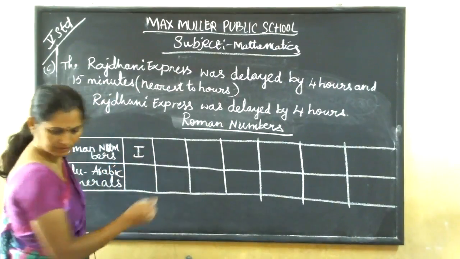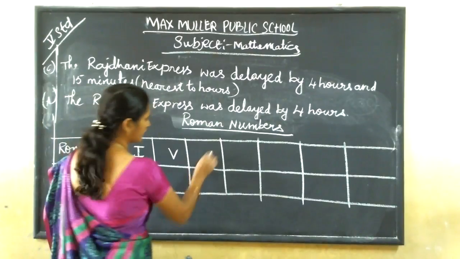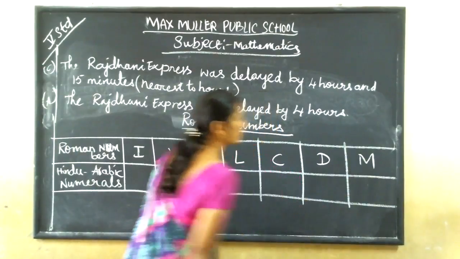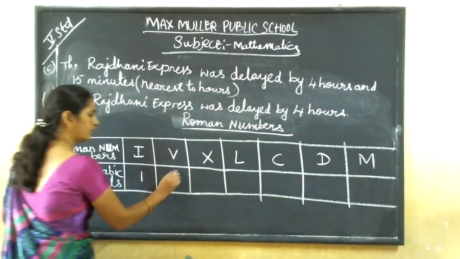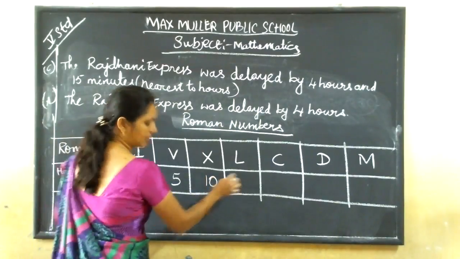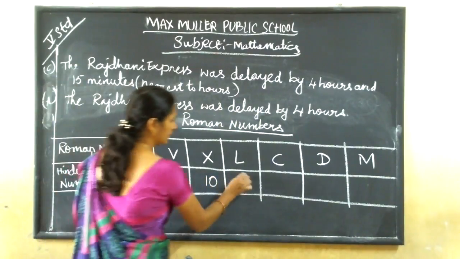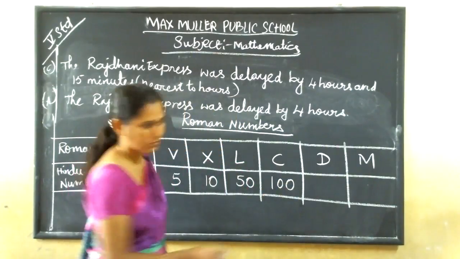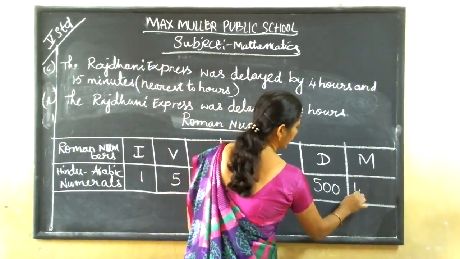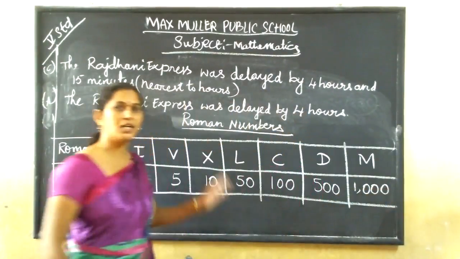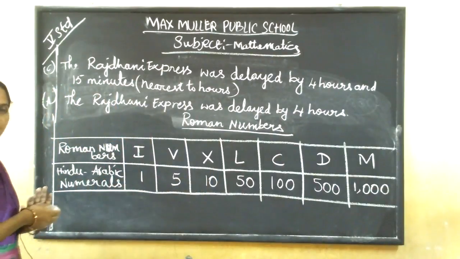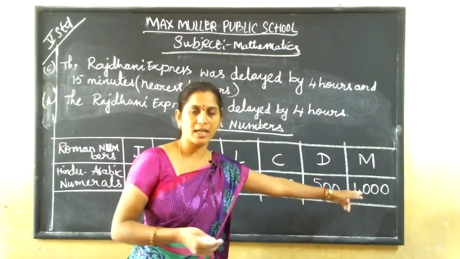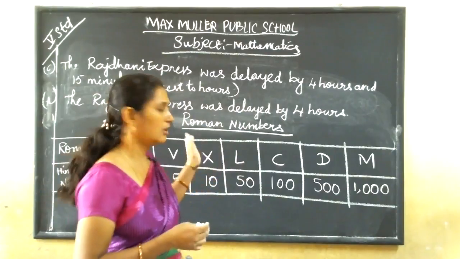I, V, X, L, C, D, M. So I means 1, V means 5, X means 10, L means 50, C means 100, D means 500, M means 1000. I think you have learned only 1 to 50 in Roman numerals in the 4th standard. Now you are learning still more. Till 1000 you are learning, and we are doing sums on these Roman numerals also.